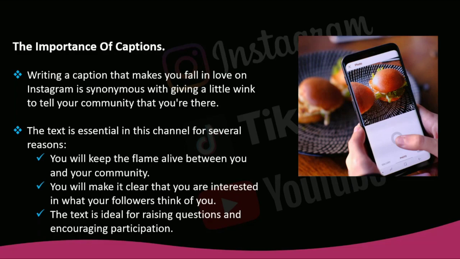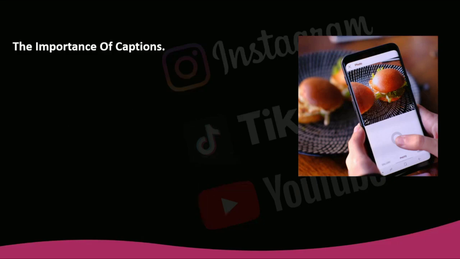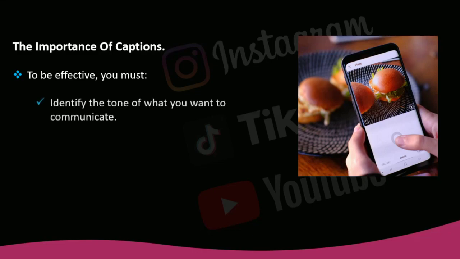But writing a caption that gets the full attention of your followers also has its creative and intellectual process. To be effective, you must identify the tone of what you want to communicate. Identify what qualities and values you want to be remembered for. Be consistent. Make a right combination of image and caption.